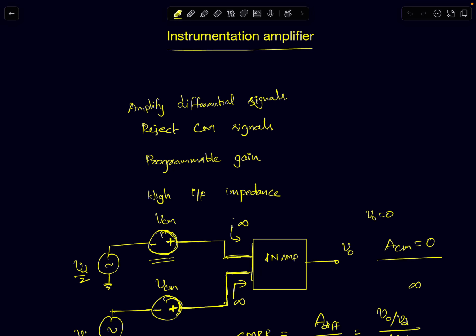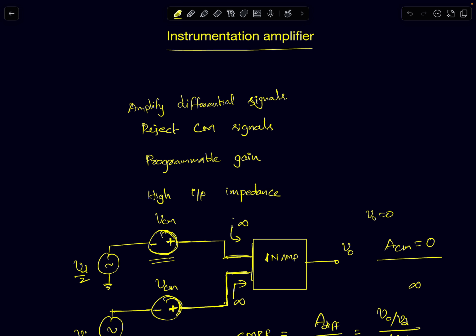Hi everyone. So far we have discussed op-amp based circuits like amplifiers, adders and subtractors. There is another very interesting application of op-amp which is called an instrumentation amplifier. So far we have discussed a wide range of amplifiers. So what's so special about this instrumentation amplifier?